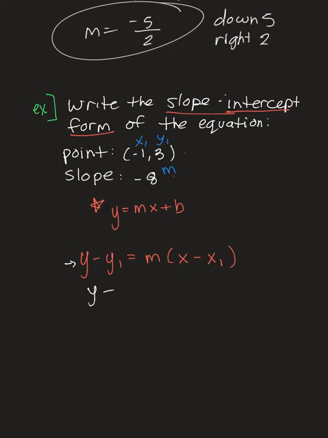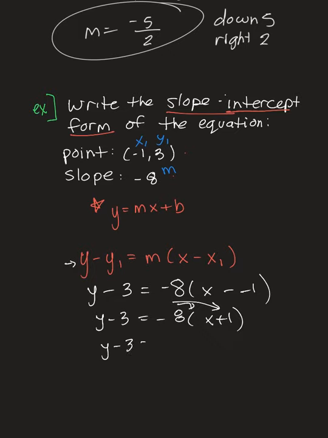So y minus 3 is equal to our m is -8, parenthesis, x minus -1. So first, I'm going to fix that these two negatives right here will make a positive. So y minus 3 is equal to -8, and then x plus 1. And then here I have parentheses. I'm going to distribute that -8, giving us -8x minus 8.